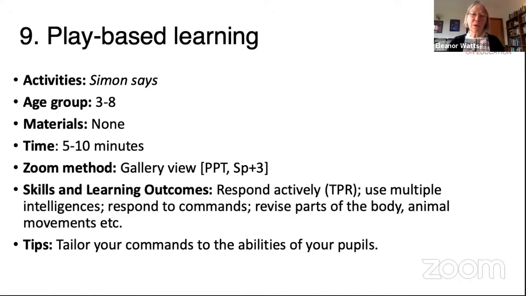So what we're going to do now is we're going to use TPR, total physical response, one of those nice ELT acronyms. And we're also going to use multiple intelligences. We're going to get you to think not only about the parts of the body, movements, we're also going to get you to think about feelings, your kinesthetic sense. And I'm going to make the game progressively more difficult. So we'll start off with Simon Says for 3-year-olds, and then we'll go on to more able children and older kids who have a greater command of the language.